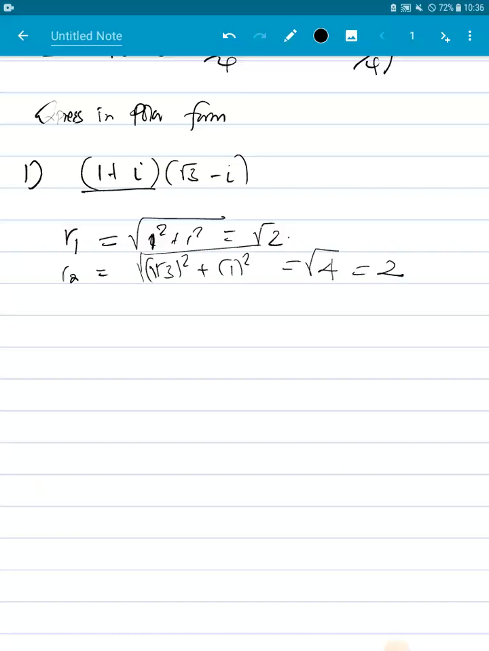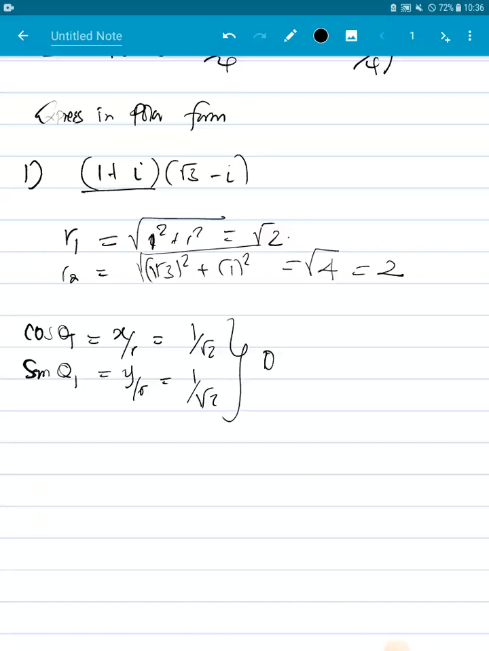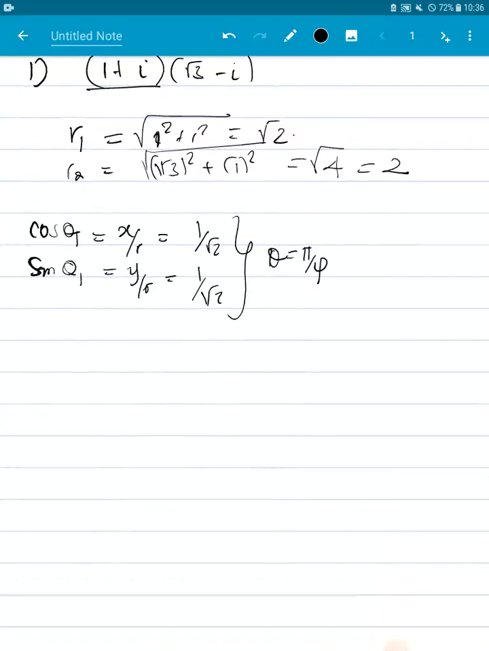Now let's find the angle. Let's call it theta 1. Cos theta 1 and sin theta 1: this is x over r, this is y over r. This is 1 over root 2, and this is 1 over root 2. And we said theta is equal to pi over 4. So we can express the first complex number, let's call it z1, as root 2 times cos pi over 4 plus i sin pi over 4. So we've done the first one.